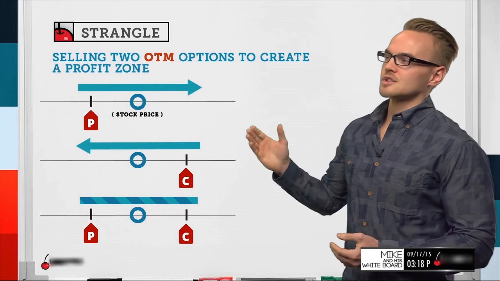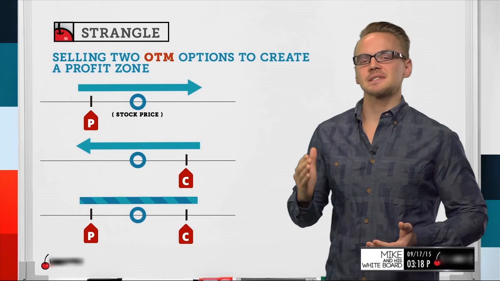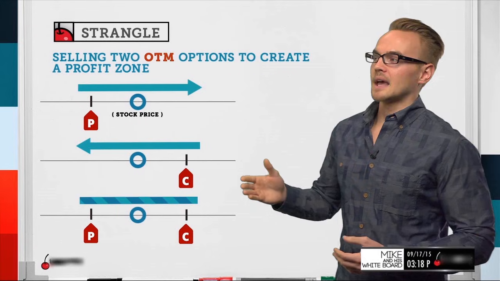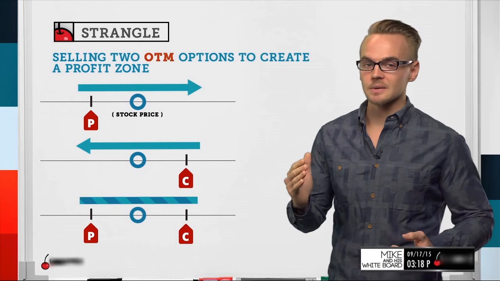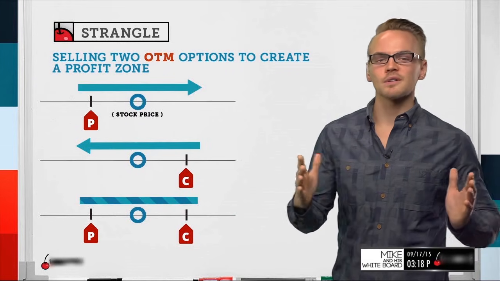So we've got a short put where we want the stock price to go up, stay the same, or go down a little bit. And we've got a short call where we want the stock price to go down, stay the same, or go up a little bit. So what we've got here is a zone of profitability.